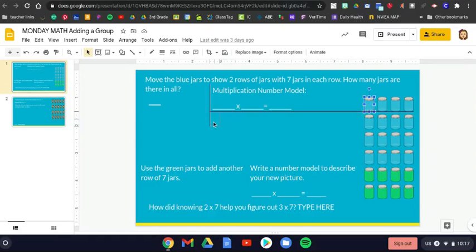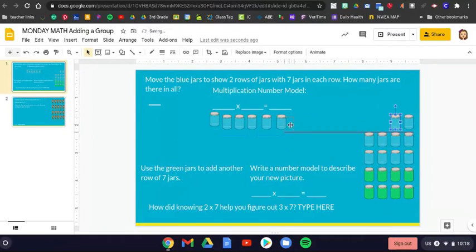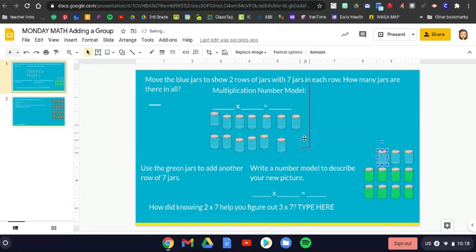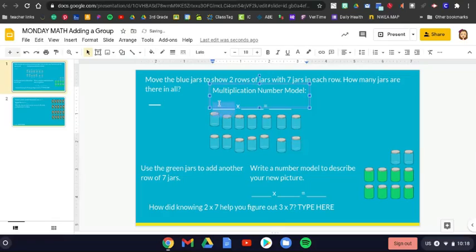So I've got 1, 2, 3, yours is going to be neater than mine, 4, 5, 6, 7 in row number 1, and then row number 2. Click and drag. 1, 2, 3, 4, 5, 6, and 7. And then it says write your equation.